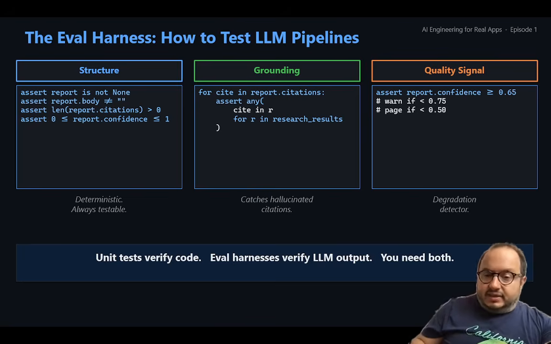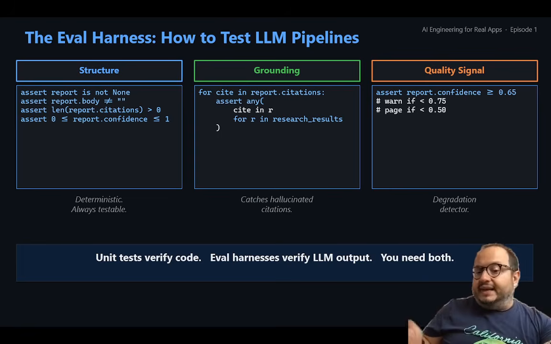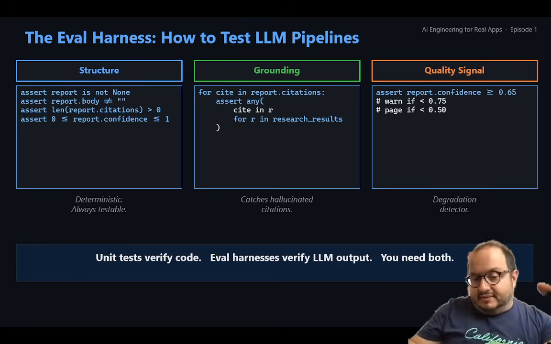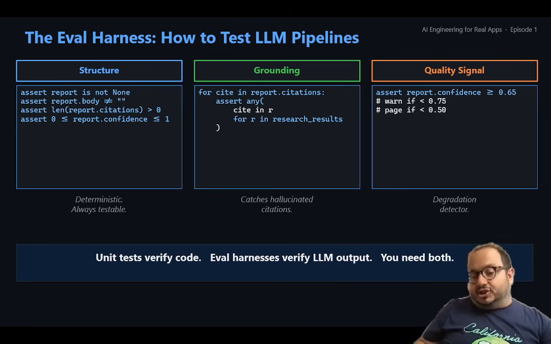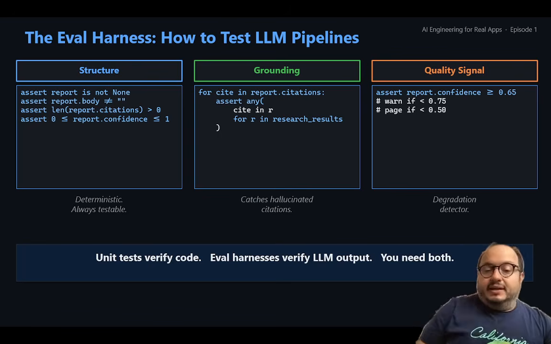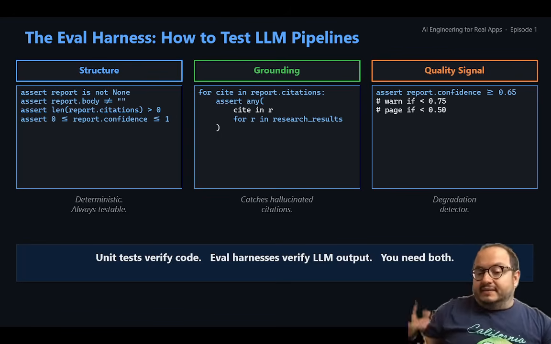Second, citation grounding. Are the citations in the report actually present in the research results? If the writer invented a citation that does not correspond to anything retrieved, that is a hallucination. You can detect it programmatically by checking membership. Third, threshold compliance. Is the confidence score above the minimum threshold? If the pipeline consistently produces low confidence output for a known question, something is wrong with the retrieval or the writer prompt. This is the kind of test you need to build before you ship a multi-agent pipeline to production. Not, does the output look good today, but will I know when the output degrades tomorrow?